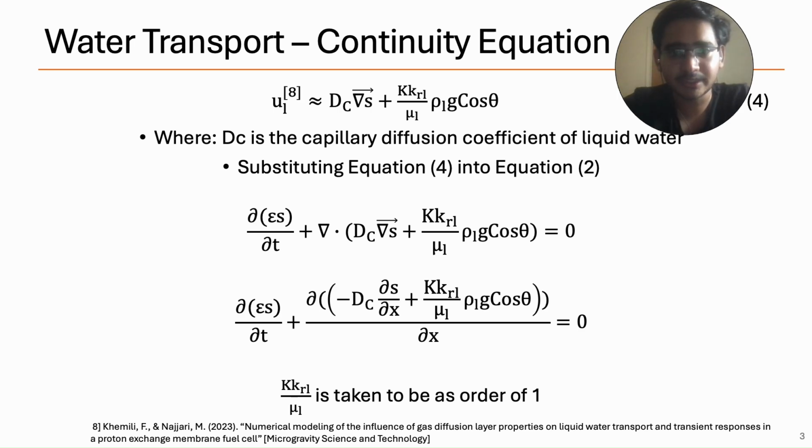Liquid water velocity can be approximated using the capillary diffusion coefficient. In terms of a fuel cell, DC describes how the liquid water formed at the cathode redistributes itself in the GDL. K KRL by μL can be accounted as one term, which is the mobility of the liquid, and mobility is taken as an order of 1 when we have very high permeability or when we have very low viscosity.